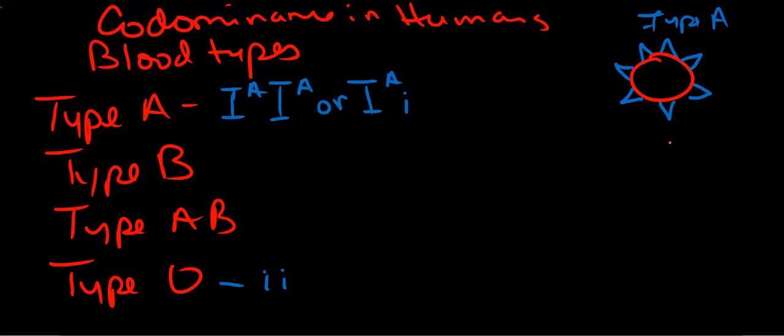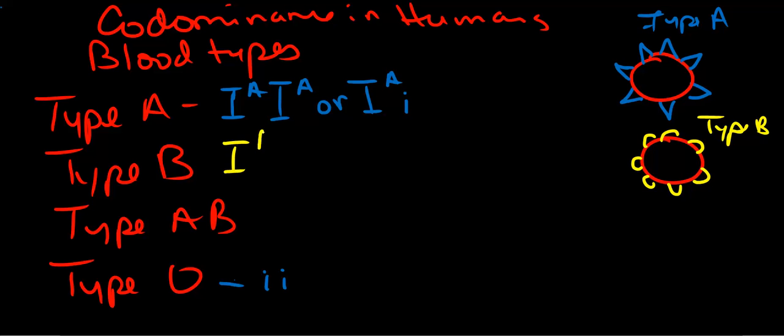Type B, you would have a different antigen, a different protein on the surface of the cellular membrane. Type B would have the immunoglobulin B. That stands for a protein that has something to do with immunity. It could be either homozygous or heterozygous.